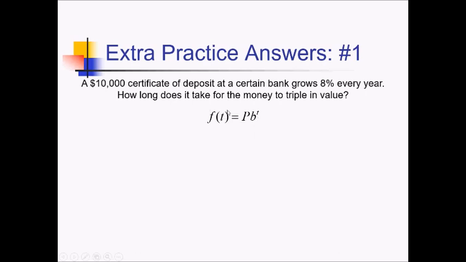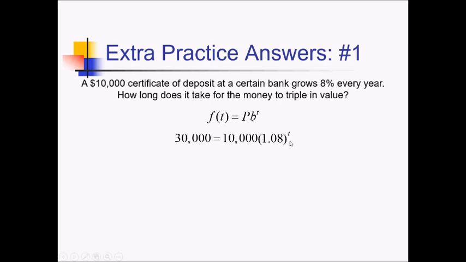F of T is what we want this to grow to. Well, actually, it says triple. So 10,000, if we triple that, is going to be 30,000. And then P, that's what we're starting with. That's the 10,000. B value, what I'm multiplying by each year. Since I'm growing 8% a year, I'm multiplying by 1.08. And then T, we're solving for that.